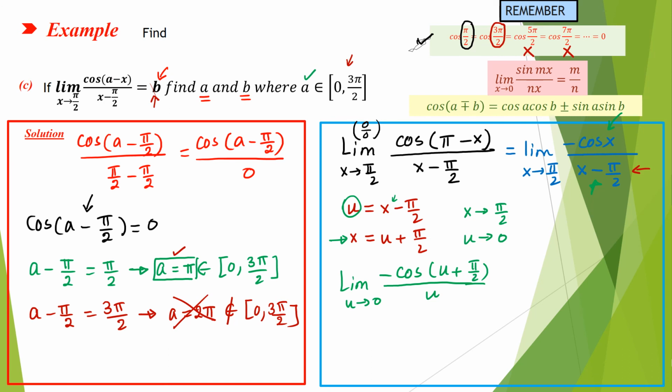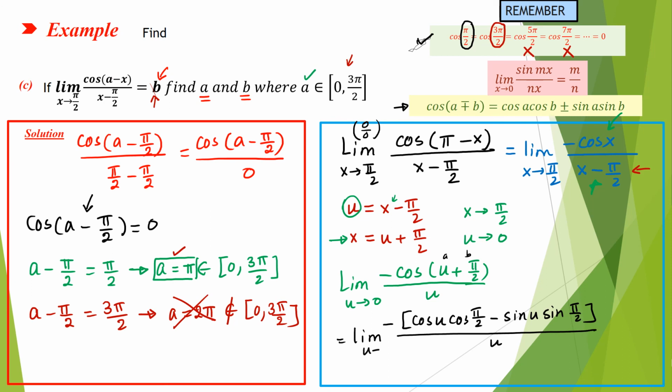Now, as you know, cosine (A plus B) equals cosine A cosine B minus sine A sine B. So this is A and this is B in our equation. So the limit will be the limit of negative (cosine u cosine pi over 2 minus sine u sine pi over 2) divided by u when u goes to 0. Now what about this limit?